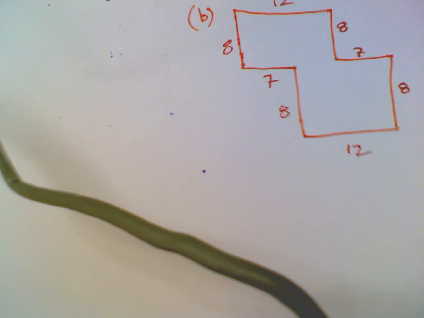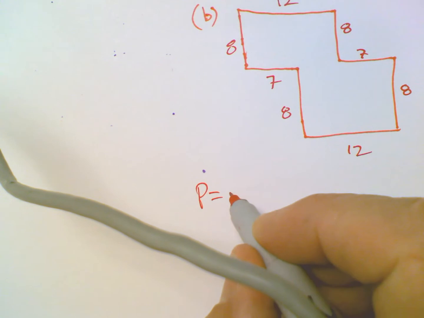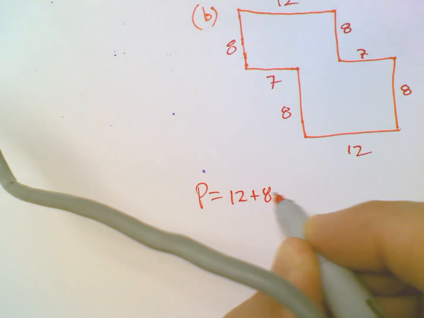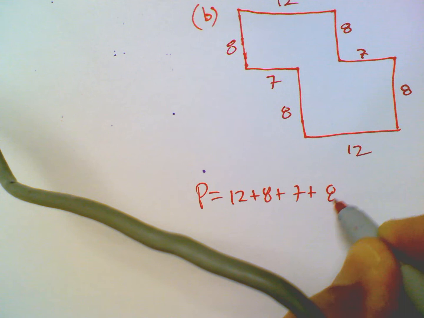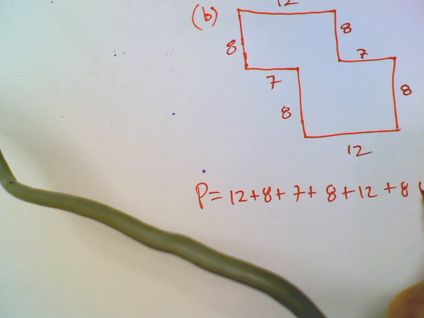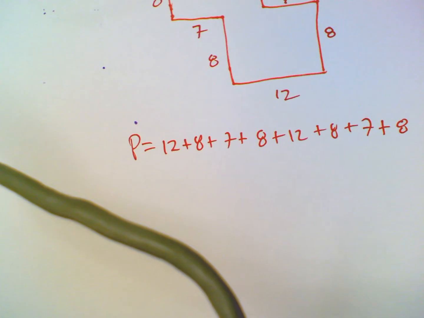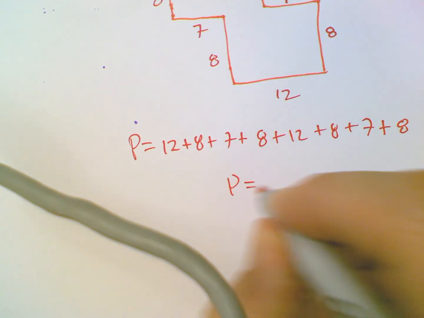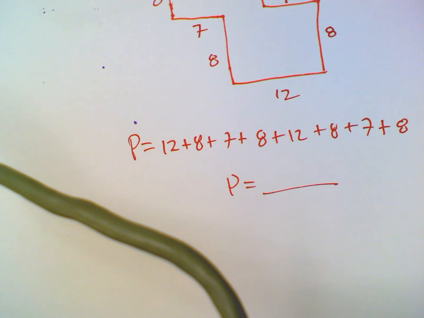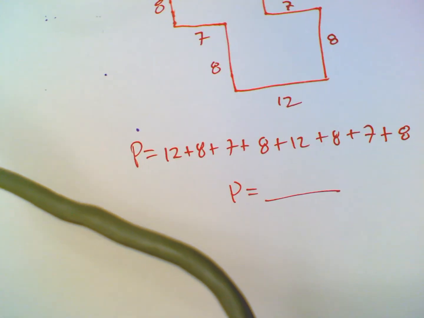So perimeter, once again, is going to be adding all the sides. So 12 plus 8 plus 7 plus 8 plus 12 plus 8 plus 7 plus 8, right? So I'll let you do the math there to add all that up to come up with the perimeter. All right, so you can do the math and check homework help to make sure you have the right answer.